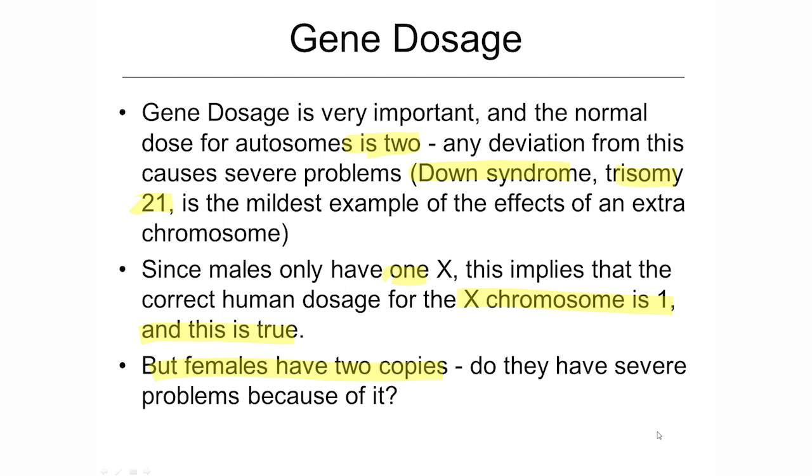Females have 2 copies. Do females have severe problems because of this? I know a few uninformed guys who might say yes. I'm just kidding. But no, of course females don't have biological problems because of this, but we have to explain it. How can I have 1 X chromosome and women have 2 X chromosomes and all is good, when if you start doing that with the autosomes, it's a complete disaster? Well, it's a very interesting answer. That's the proof. Women do not have severe problems for having 2 X chromosomes.